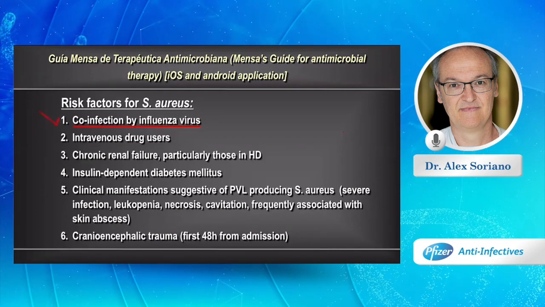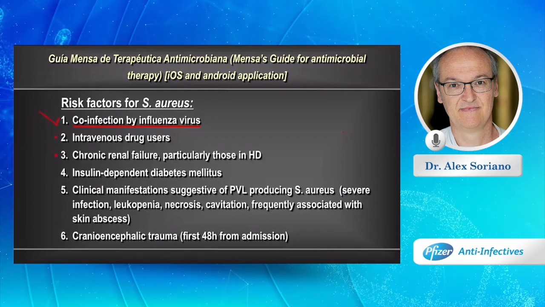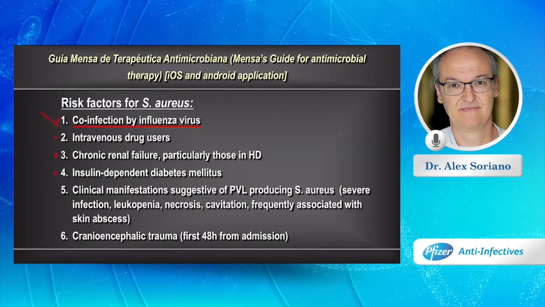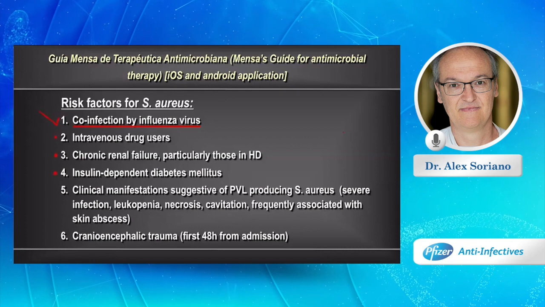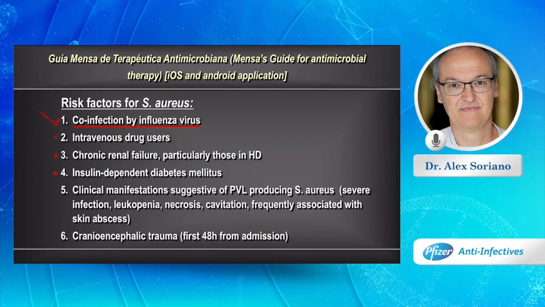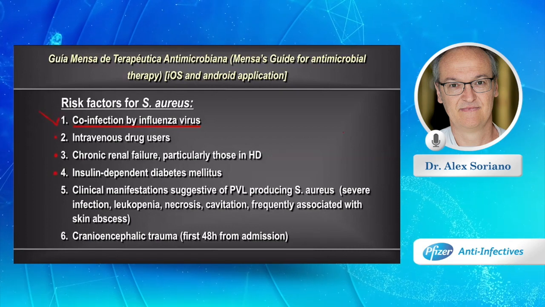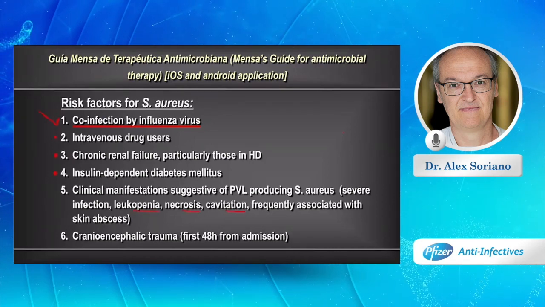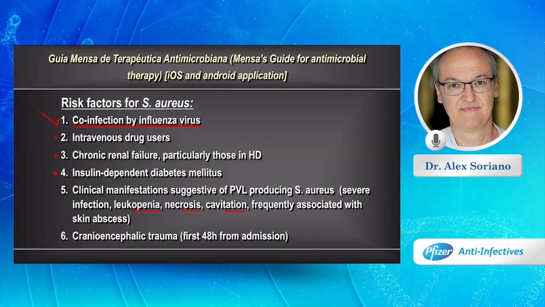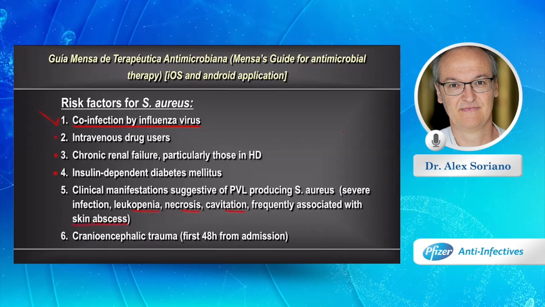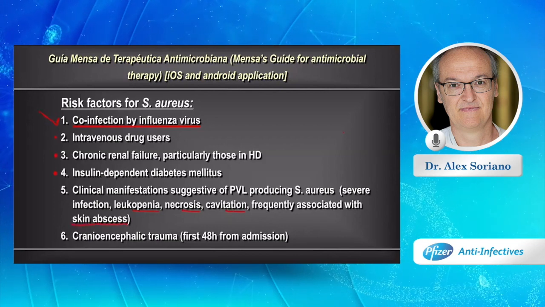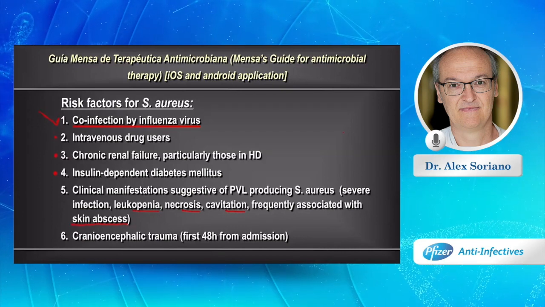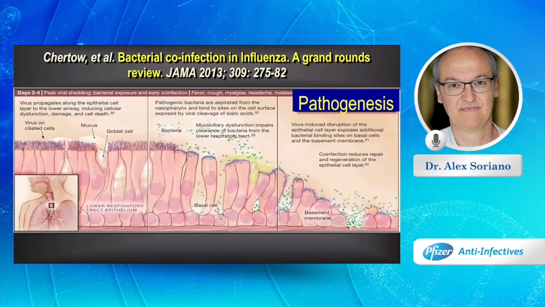Second, intravenous drug abusers, chronic renal failure, particularly those on hemodialysis, diabetic patients, particularly insulin-dependent patients, and other patients. Particularly when we have a patient with a severe pneumonia that has leukopenia, necrosis, cavitation, and frequently associated skin abscesses, we have to suspect a Staph aureus producing Panton-Valentine leukocidin. This is not a quite common entity, at least in Spain, but it's something that we have to bear in mind.